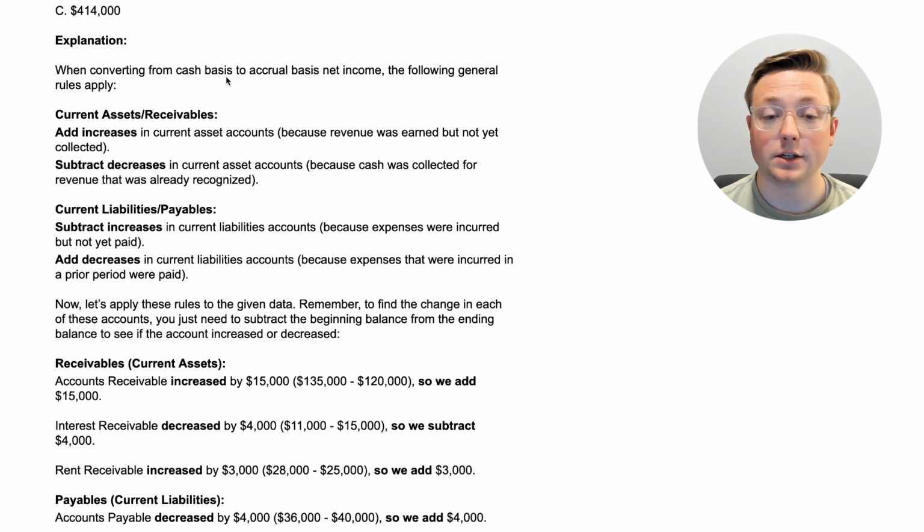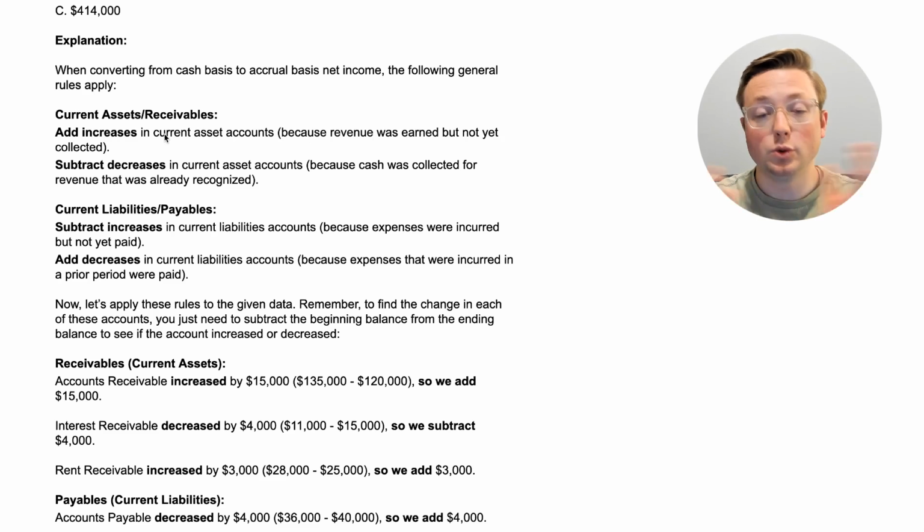When converting from cash basis to accrual basis, here are the general rules that you can apply. And again, you can pretty much apply this to anything when you are converting from cash to accrual. This is the topic and the concept that you need to understand. For current assets and receivables, you add increases in current asset accounts because revenue was earned but not yet collected. And again, think of this as going from cash to accrual. So for cash, since nothing was collected, they hadn't recognized it yet. But under accrual, the accounts receivable went up. That means that they are recognizing revenue under accrual. You subtract the decreases because of the opposite.